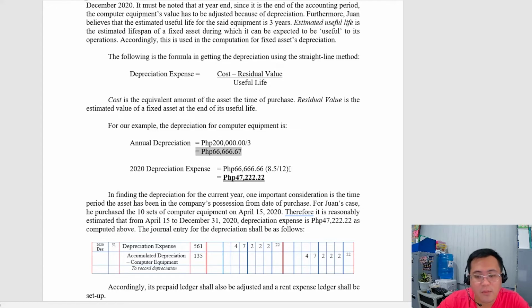However, on 2023, you only have to record part of the 66,666.67. You have to prorate it at 3.5 over 12, because on April 15, 2023, your asset shall have a zero value already. That's why for the part of the third year, on 2023 from January 1 to April 15, you record depreciation expense only for 3.5 over 12, because 3.5 represents January, February, March until April 15, over 12, which represents the months for the whole year.